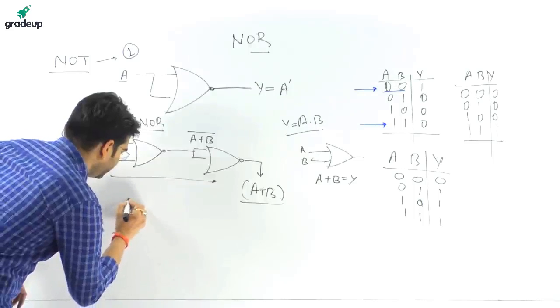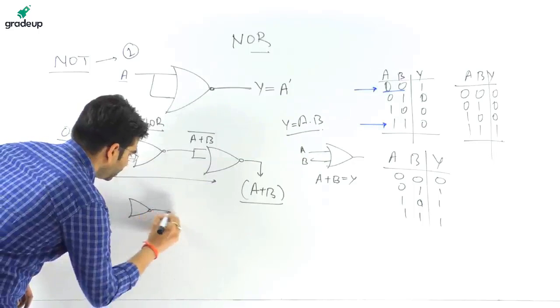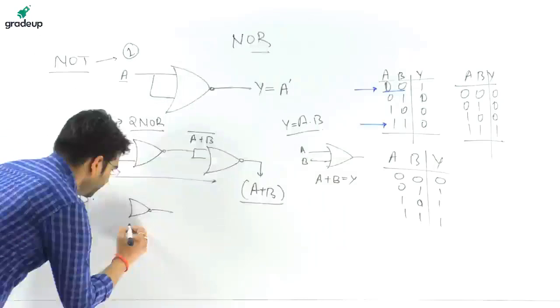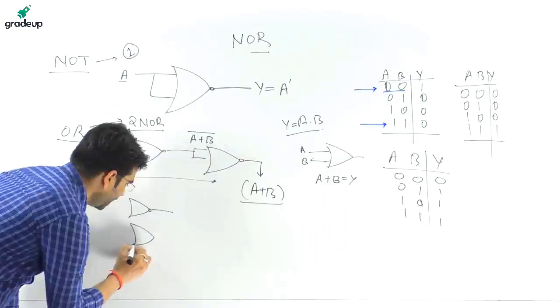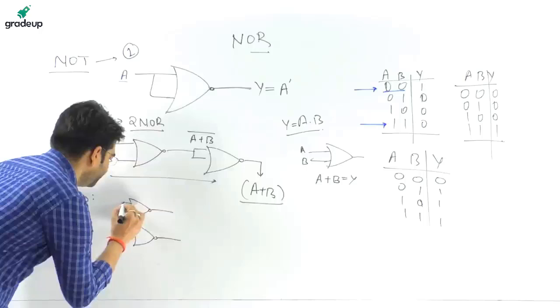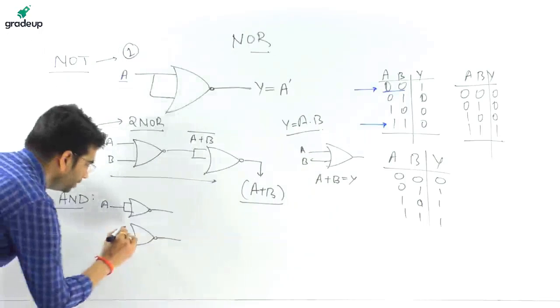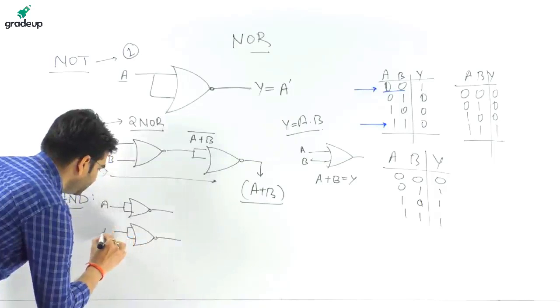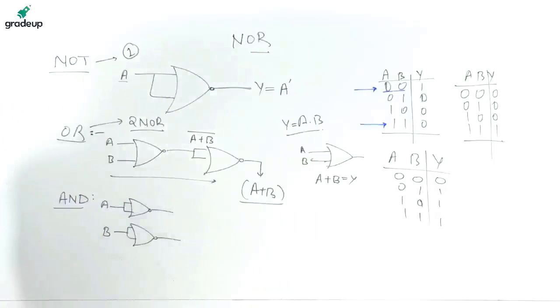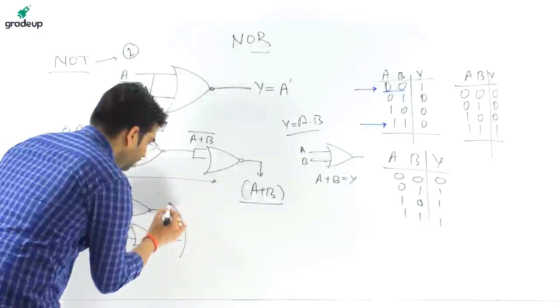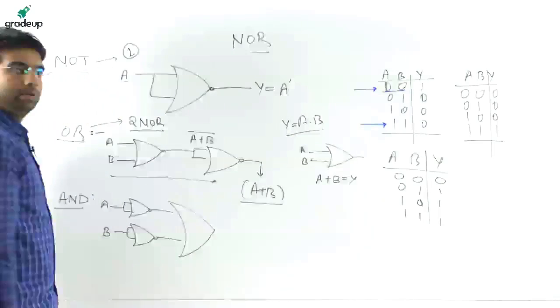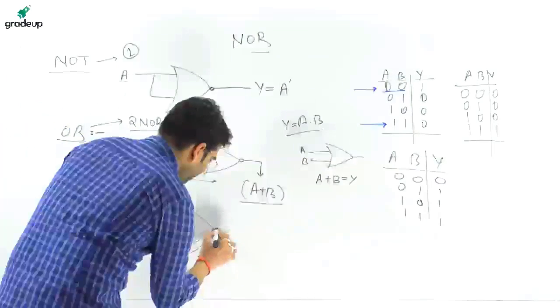We will be having three NOR gates to implement an AND gate. How? Suppose signal A is applied to the upper NOR gate, and signal B is applied to the lower NOR gate. And again, we have a NOR gate.